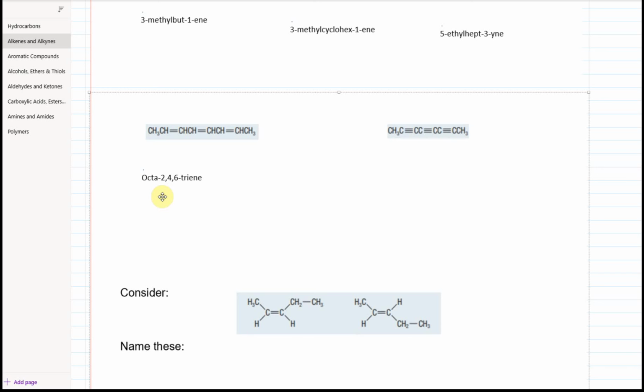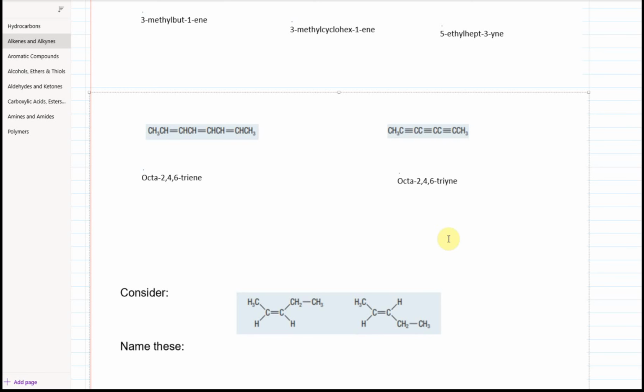Notice also you must embed the tri here in order to indicate that there are 3 double bonds. So that's really important to know. Now that being said, see if you can name this one based on what you saw here.